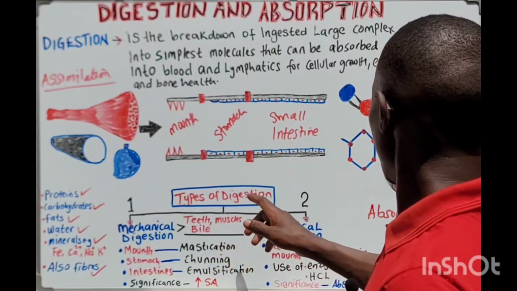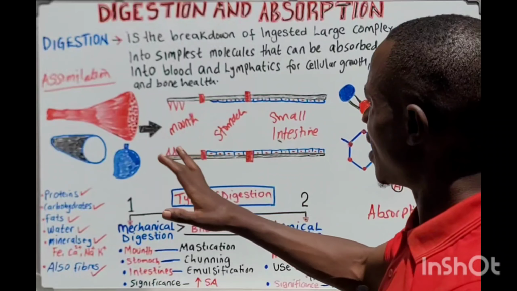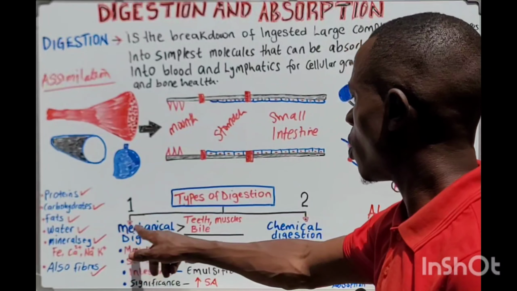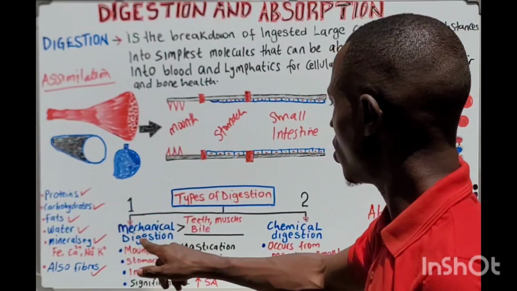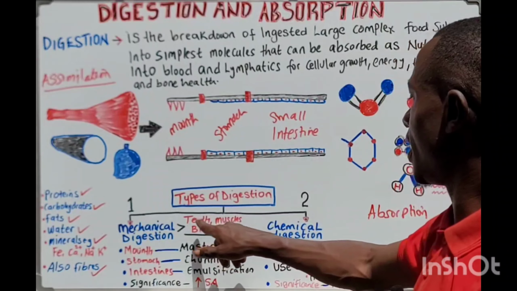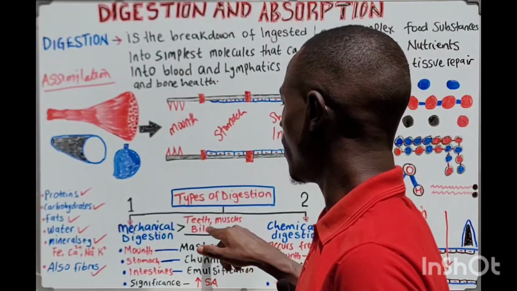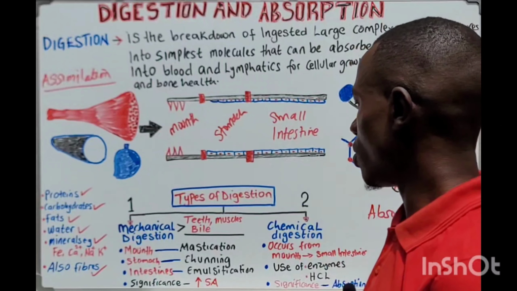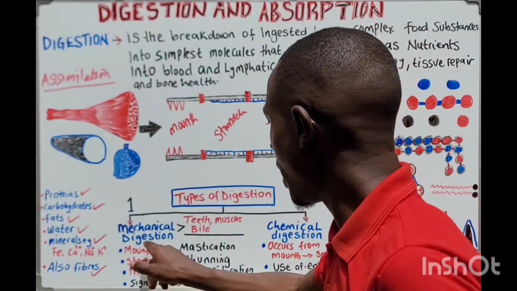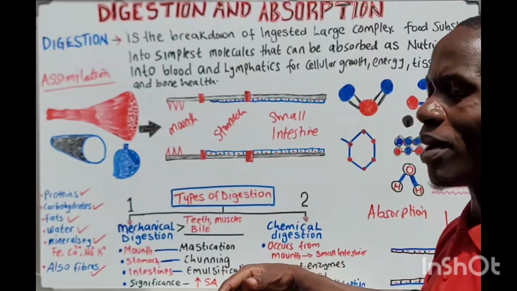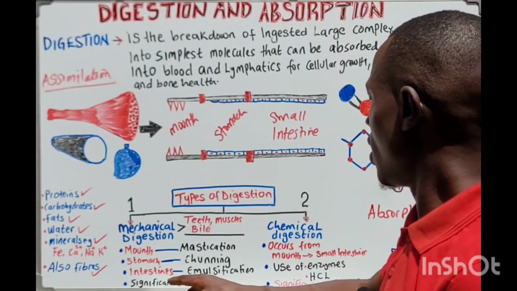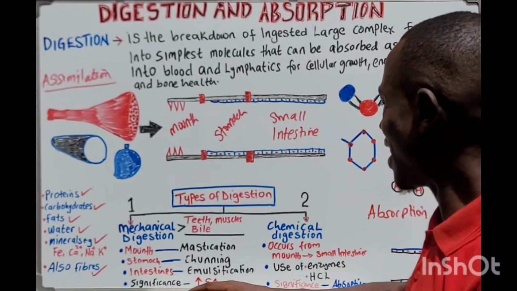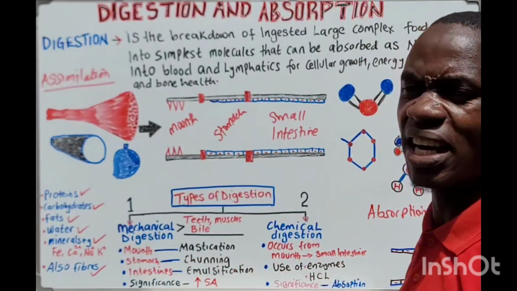Okay, so now having seen that, let's go ahead and see the different types of digestion. There are mainly two types of digestion. The first one is mechanical digestion, and this mechanical digestion is aided by the teeth, the muscles, and even the bile. Now, mechanical digestion in the mouth is what we call mastication, or the chewing process. Then in the stomach, we use muscular contraction, and that kind of mechanical digestion is what we call the churning process.